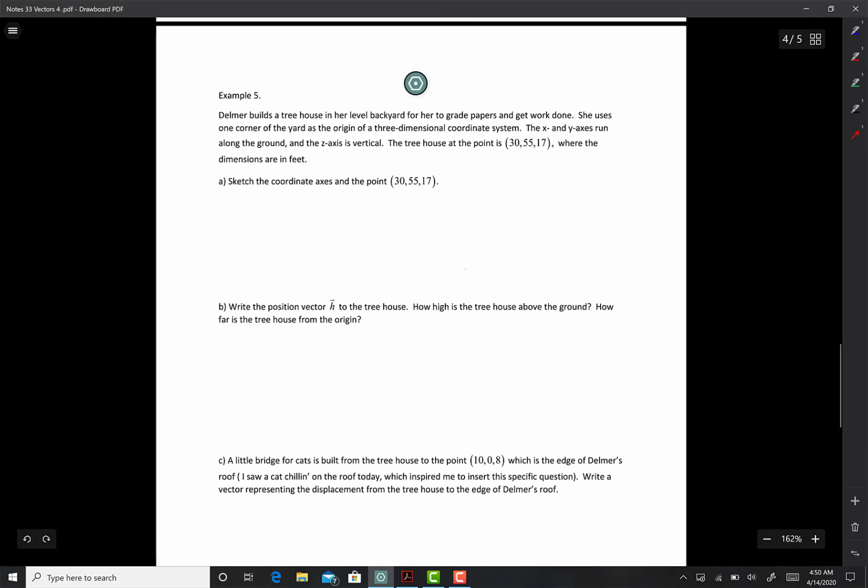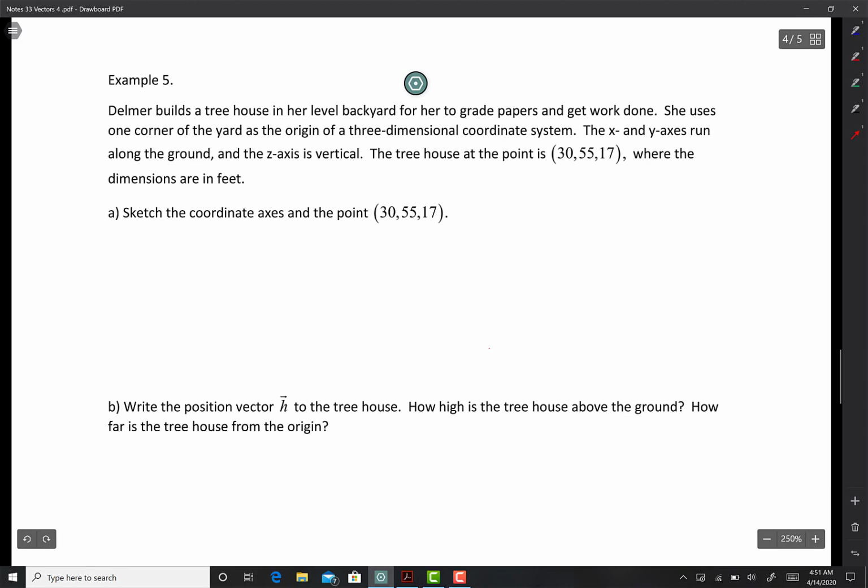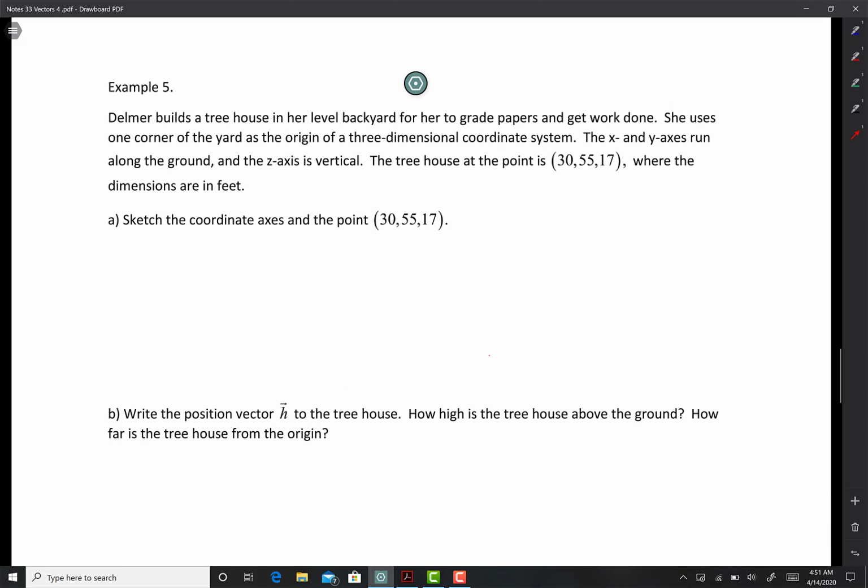Here we go. Delmer builds a treehouse in her level backyard for her to grade papers and get work done. She uses one corner of the yard as the origin of a three-dimensional coordinate system, so that means the xy plane is going to be the ground. The x-axis and y-axis run along the ground, and the z-axis is vertical. The treehouse is at the point 30, 55, 17, where the dimensions are in feet. Sketch the coordinate axis on the point 30, 55, 17.